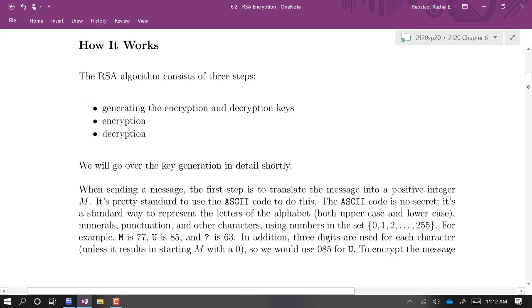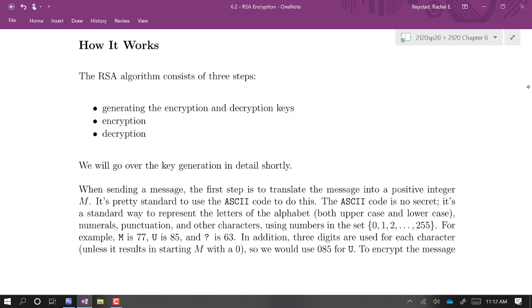So basically, here's the basics for how it works. You generate your encryption and decryption keys. Then there's the encryption part that you would do to send a message to me, or that I would do to send a message to you. And then the recipient, the only one with the decryption key, can decrypt the message. We're going to go over how to generate that key and basically how to do the encryption and decryption in a moment.